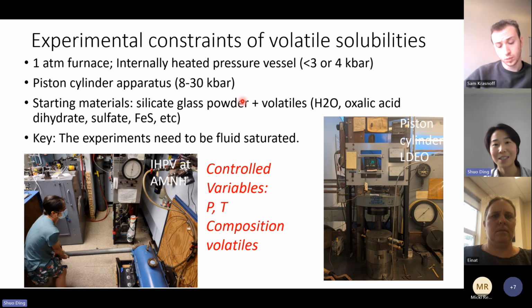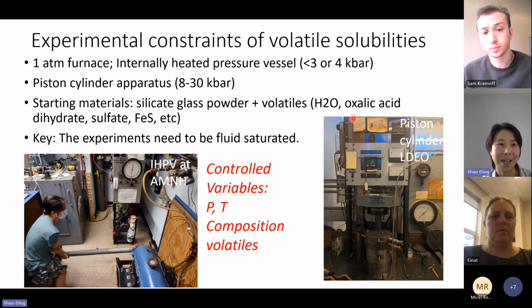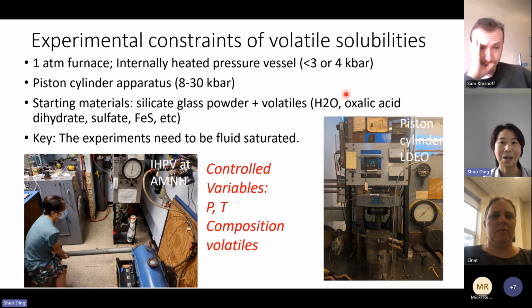This can be added either as some hydrous mineral, for example, like brucite, or it can also be added just using a little syringe to add distilled water, like free water. And then if we want water and CO2, then we add water and some form of CO2. One of the commonly used ones is oxalic acid dihydrate. So basically it's a compound containing both water and CO2.